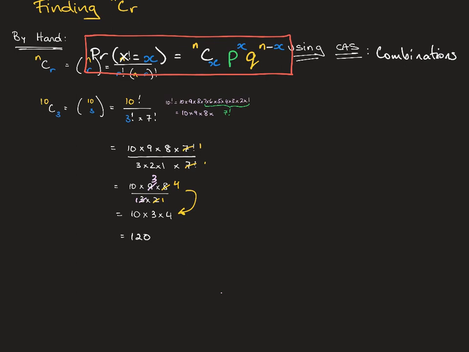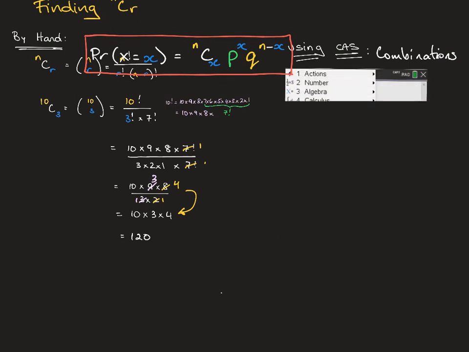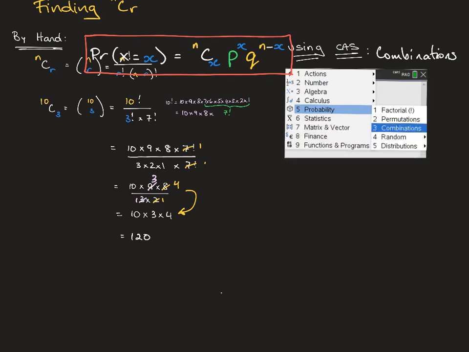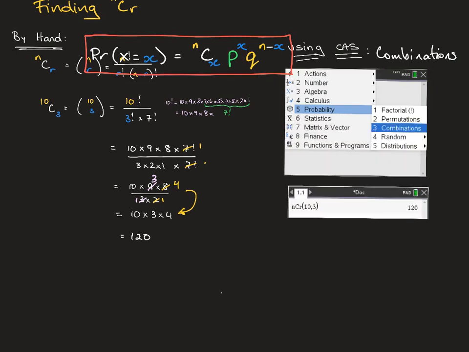So if we're doing this on our CAS, we're going to use the combinations capacity on our CAS. So if we go menu, probability and combinations, up pops this screen that looks like this. So you'll get NCR and then a blank here. It'll start the brackets. And what you put in here, it tells you the order. N goes first, and then our R goes second, and there's a comma in between. See the comma in there? So you just put that in and it tells you 120. Easy.